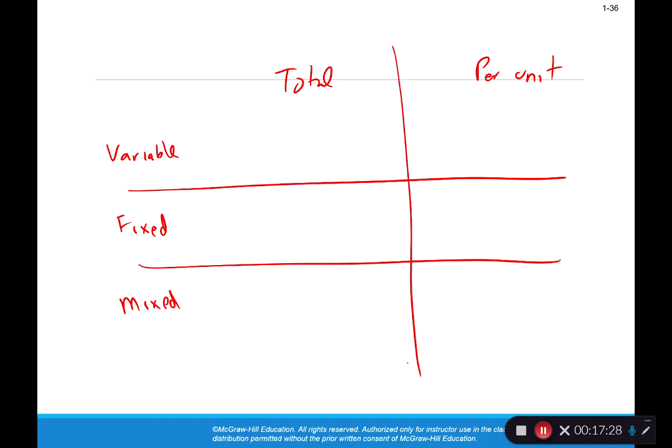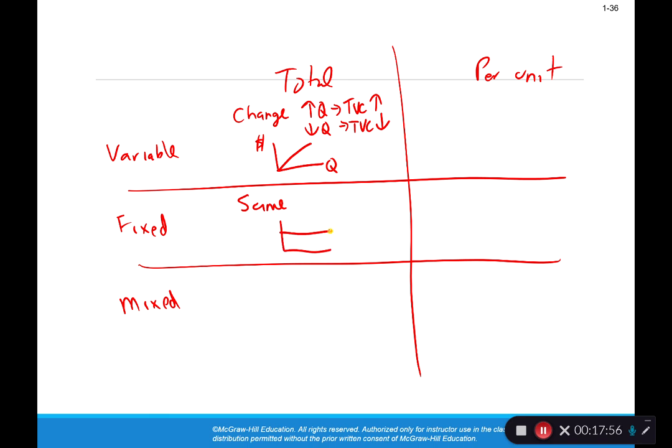So let's create this chart. Variable cost in total is going to change as quantity goes up. Total variable costs go up. As quantity goes down, total variable costs go down. And it's going to look like this in a chart format. Fixed cost in total stays the same, so it looks like a flat line. No matter the activity, the total fixed cost stays the same.